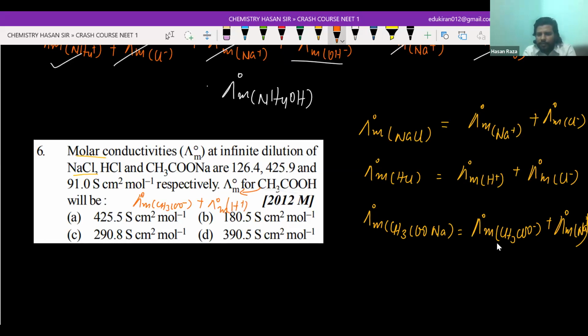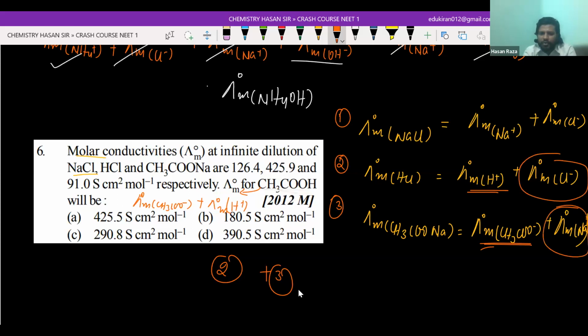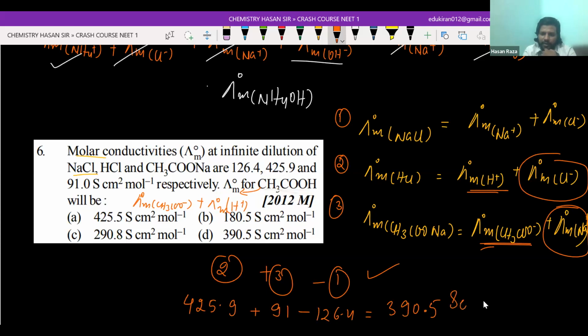So you just need to see this is there and this is also here. This is your equation number 1, 2, and 3. You just need to add 2 plus 3 as we need H plus and this. And there is extra, that is Cl minus and Na plus, so that will be removed with the help of the negative. So you just need to write the value of this, which is 425.9, and then plus third equation, that is 91, and minus the first one. And you will get your 390.5 Siemens centimeter square per mole.